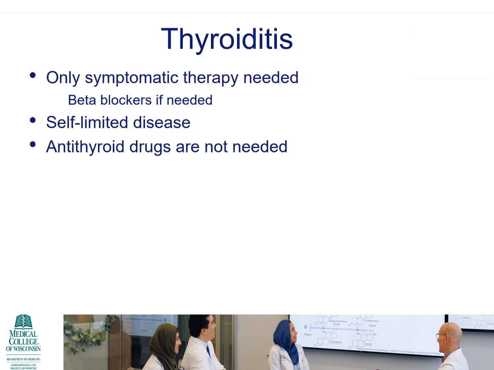Many of these patients will undergo a transient hypothyroid phase. So they'll get hypothyroid for a little bit, but then over the course of several weeks to several months, they will recover to normal thyroid function. About 85% of patients who have that hypothyroid phase go on to have normal thyroid function.